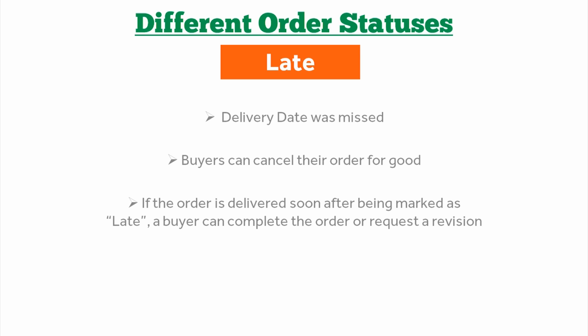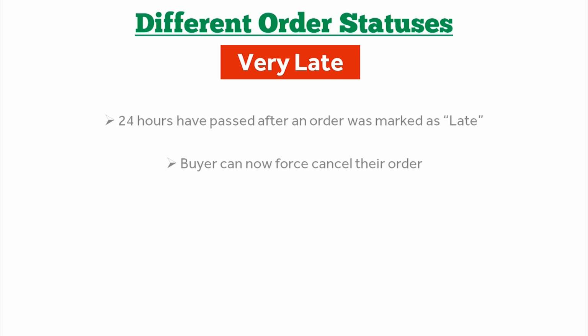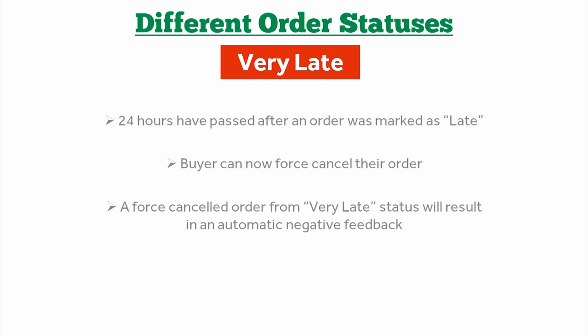And finally, orders marked as very late mean that 24 hours have passed after an order was marked as late. The buyer is now able to force cancel their order, and when an order is canceled from the very late status, a seller is automatically given a negative rating. So it goes without saying, but you should definitely try and avoid this happening.